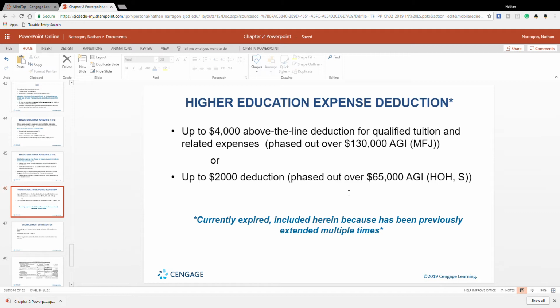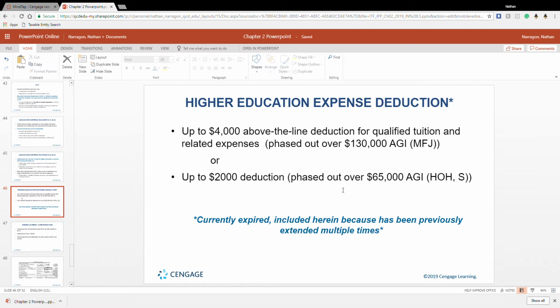So again, up to a $4,000 above-the-line deduction for qualified tuition and related expenses phases out at $130,000, or up to a $2,000 deduction phases out at $65,000, for basically head of household, single, married filing jointly. So those we just have to watch out for. Again, we're going to get back into these later in the book. These will appear again.